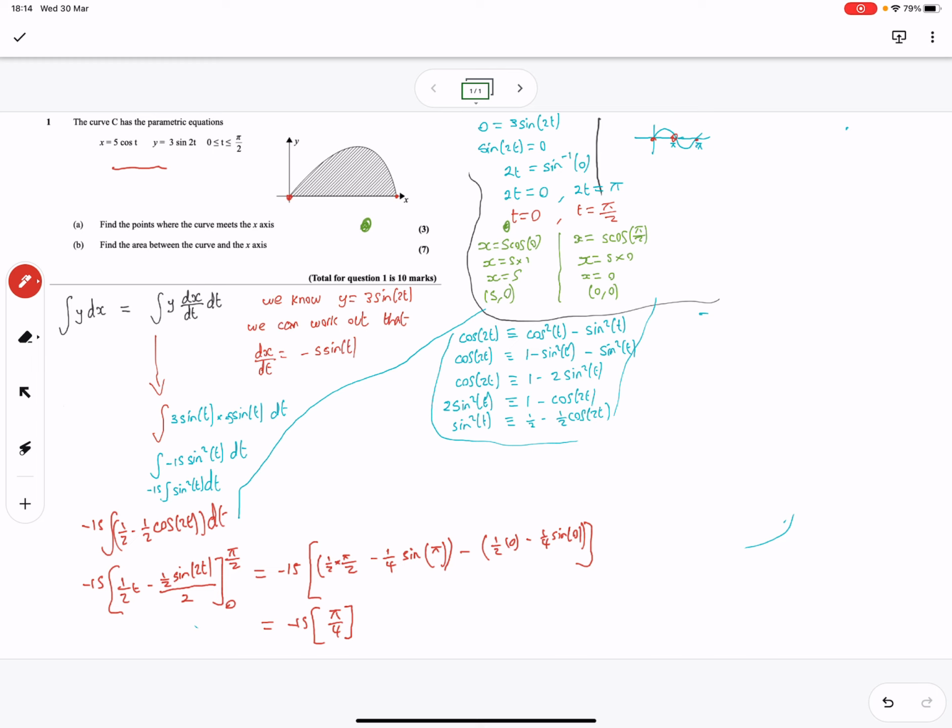I'm just checking, did I make any silly mistakes anywhere? I didn't think so. Nope. Okay, so we get minus 15 pi over 4. But the area itself is equal to 15 pi over 4 units squared. Okay. Make sense? Yeah, okay. Awesome.